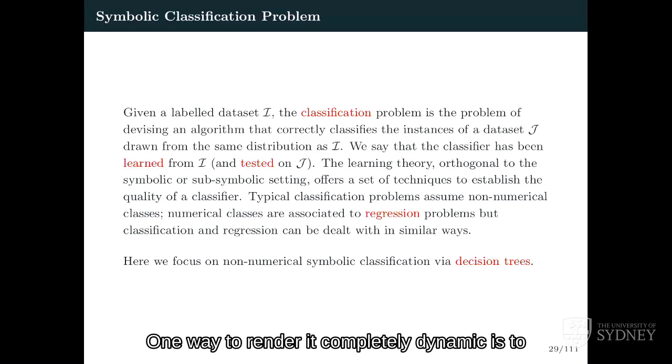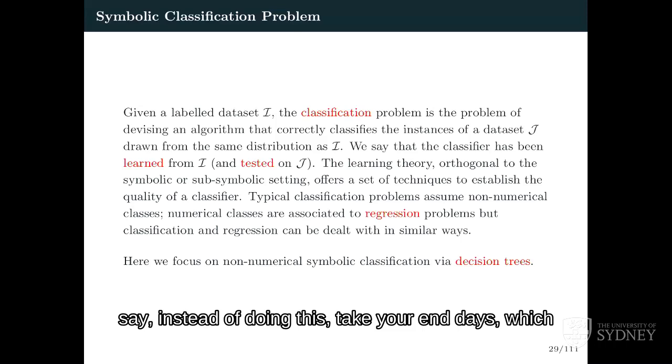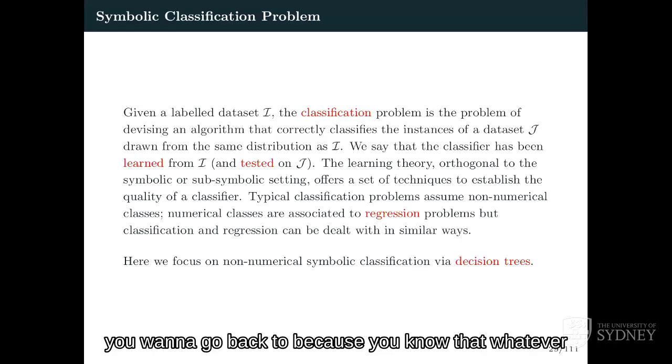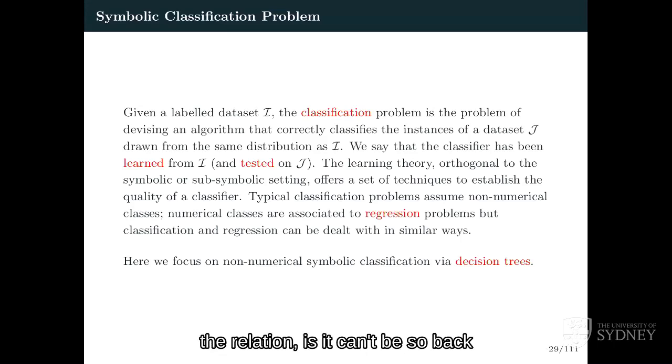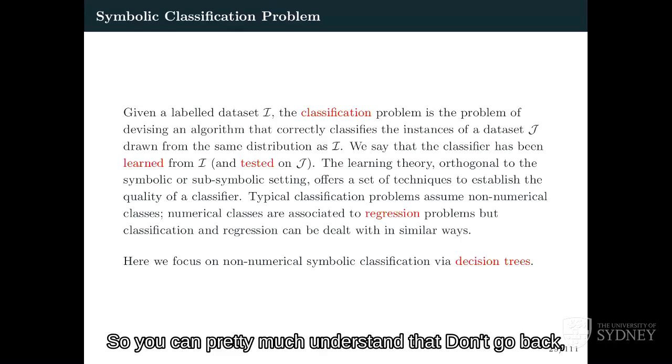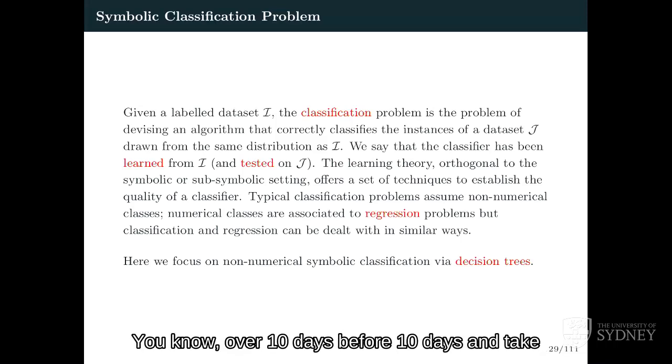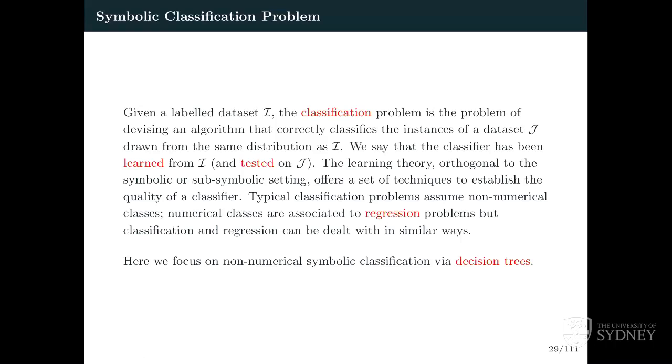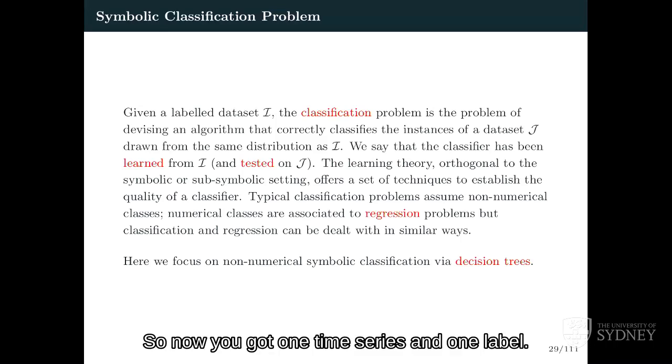One way to render it completely dynamic is to say, instead of doing this, take your n days which you want to go back to, because you know that whatever the relation is, it can't be so far back. So you can pretty much understand that. Don't go back over 10 days, and take the entire 10-day series, and label with one number the price today. So now you have one time series and one label.